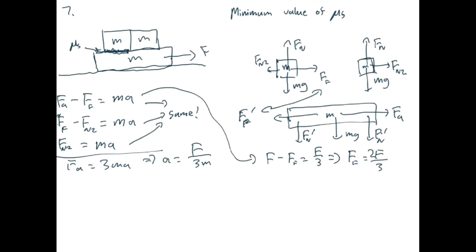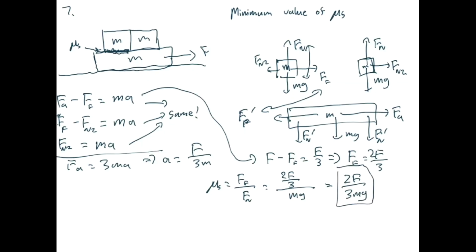From there, we get the coefficient of static friction by the definition, which is just mu s equals the friction over the normal force, which is then 2F over 3. And the normal force here just balances out mg, so it has to be mg. And so that's our answer.